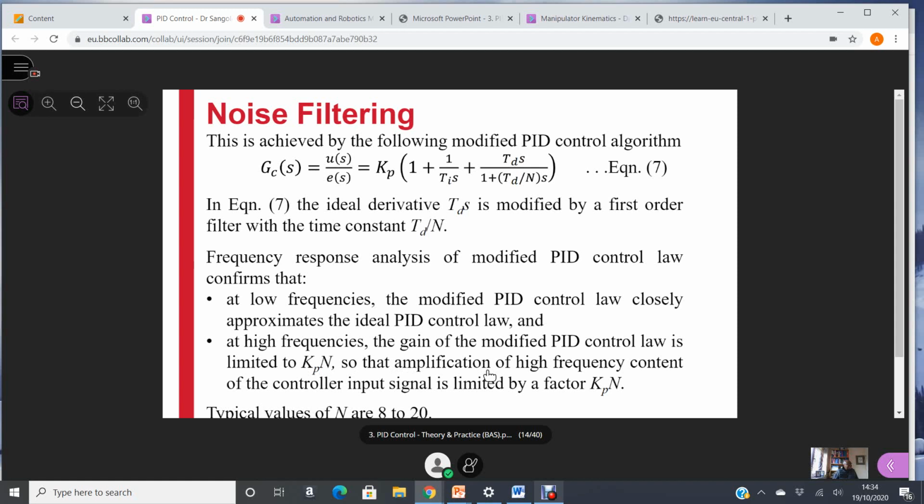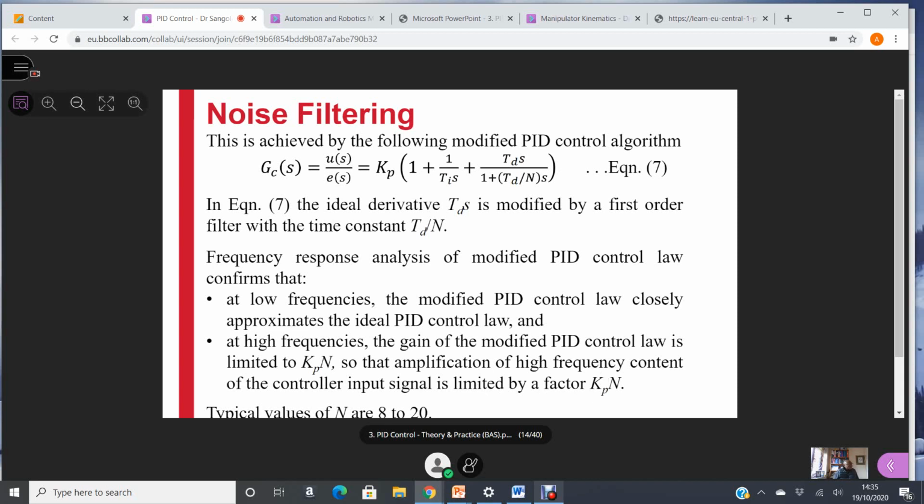And what that means is that the amplification of high frequency content, or if you like, noise components in the signal, will be limited by that gain. So instead of the ideal PID controller, which is oversensitive to noise and amplifies those high frequency components of a signal, the modified controller will limit the high frequency gain to that value so that it more or less tempers the effect of the noise component in the signal.